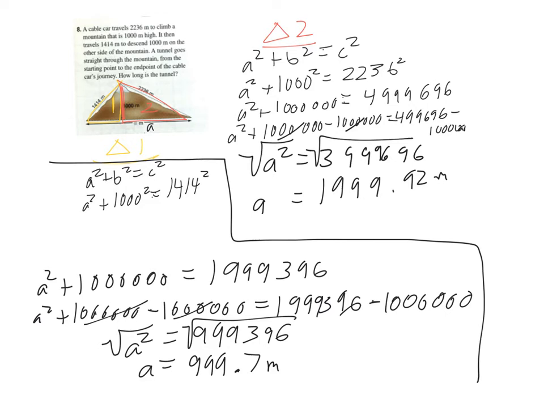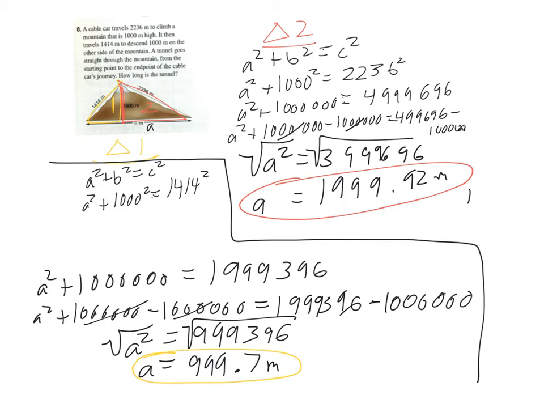So here's one length down here for triangle 1, 999.7 meters. Here's my triangle 2 length, 1999.92 meters. So the one part for triangle 1 is this part, and the triangle 2 length a is this part. Now all I have to do is add them.